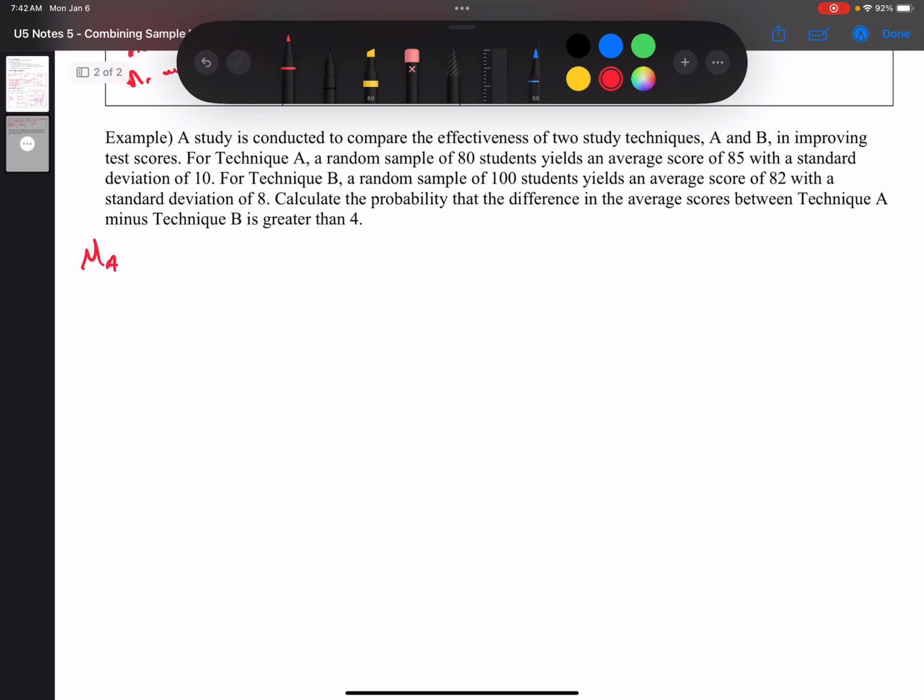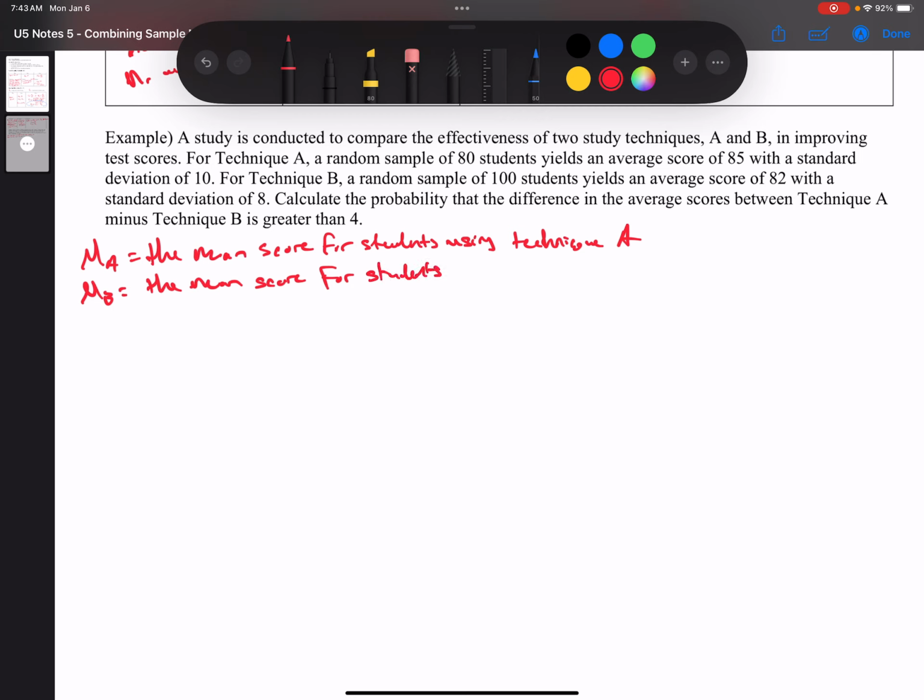So first up, we've got mu for group A. This is the mean score for students using technique A, and then same thing for mu B, the mean score for students using technique B. Okay, and we are trying to find the probability that the mean for group A minus the mean for group B is going to be greater than 4. Okay, so this is our communicating or stating what we're dealing with.